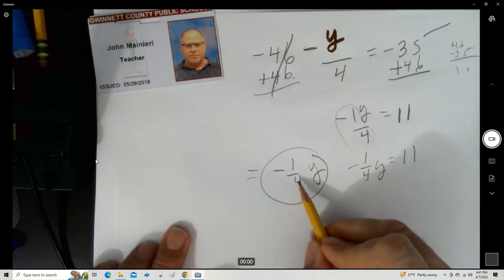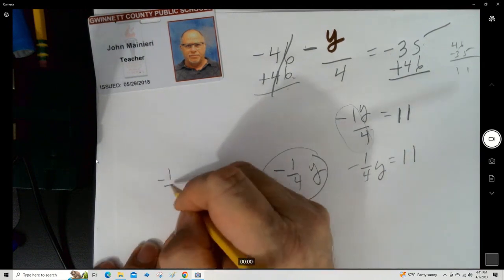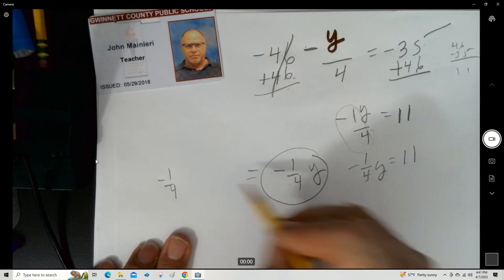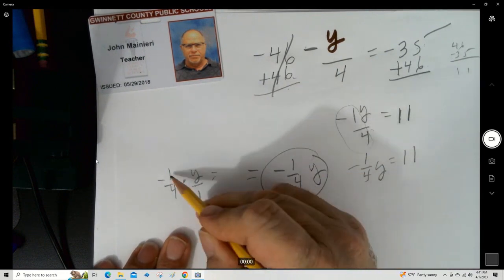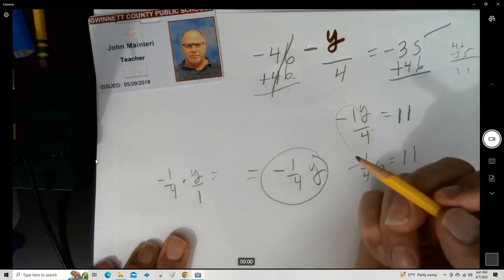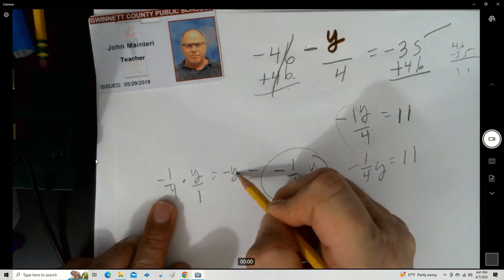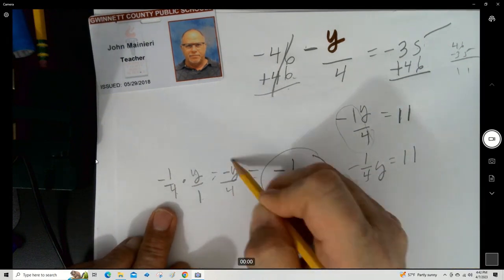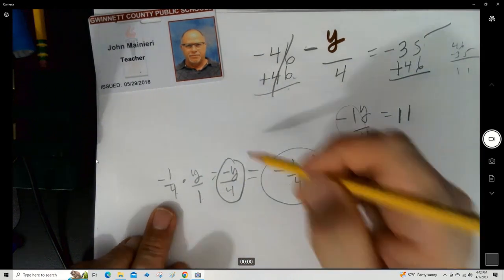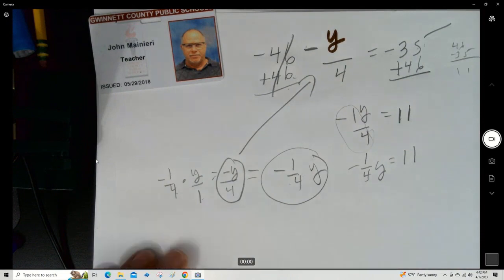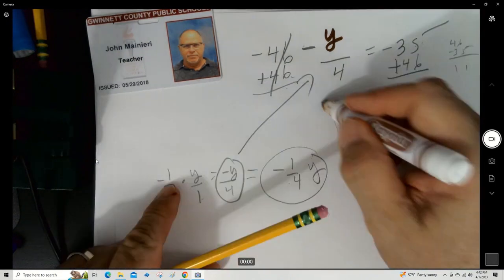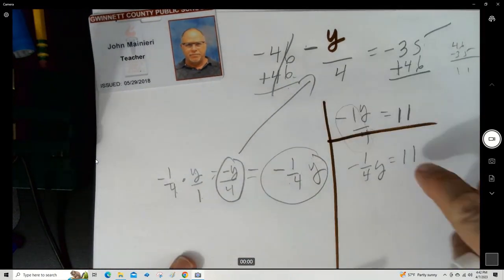But here, how did we get that? We took negative 1/4. This is multiplication times y over 1, any number divided by 1. 1 times y, or negative 1 times y is negative y, and 4 times 1 is 4. So there it is, negative y over 4. See it way up there? See it there? Okay, so this is where we're at, right here. Right here is what we got.